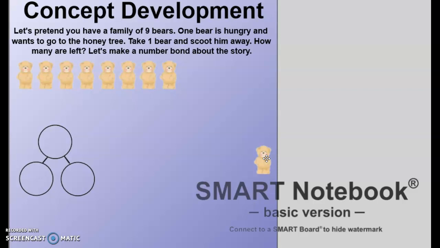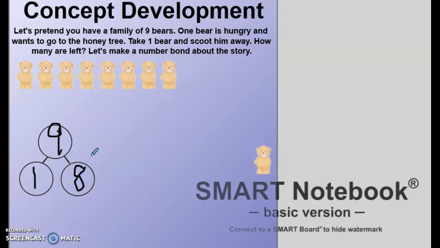Let's make a number bond about our story. And so let's think. We have a family of 9 bears. Is that a part or a whole? Very good. It is our whole. I'm sorry. So we have 9 bears. How many got hungry and walked away? Went into the forest. This one over here. So one is a part. And then how many are in our other part? Well, we have this great picture we can use to help us. Let's use it. 1, 2, 3, 4, 5, 6, 7, 8.